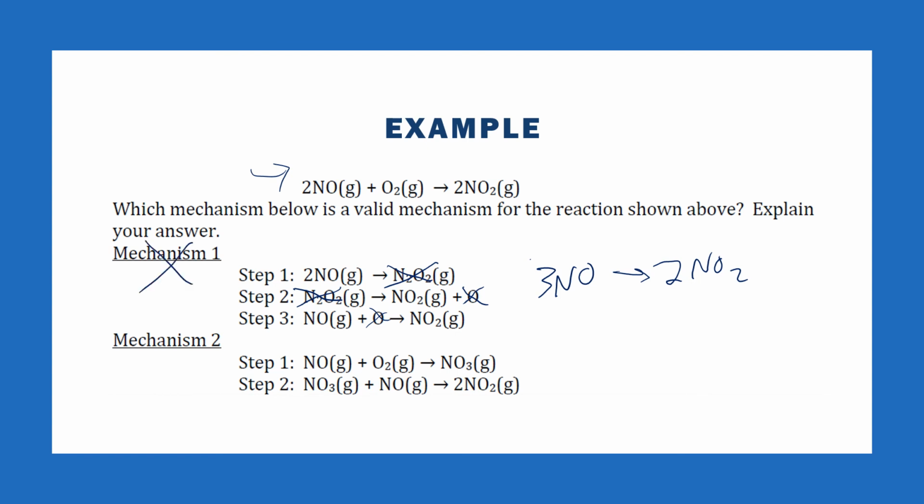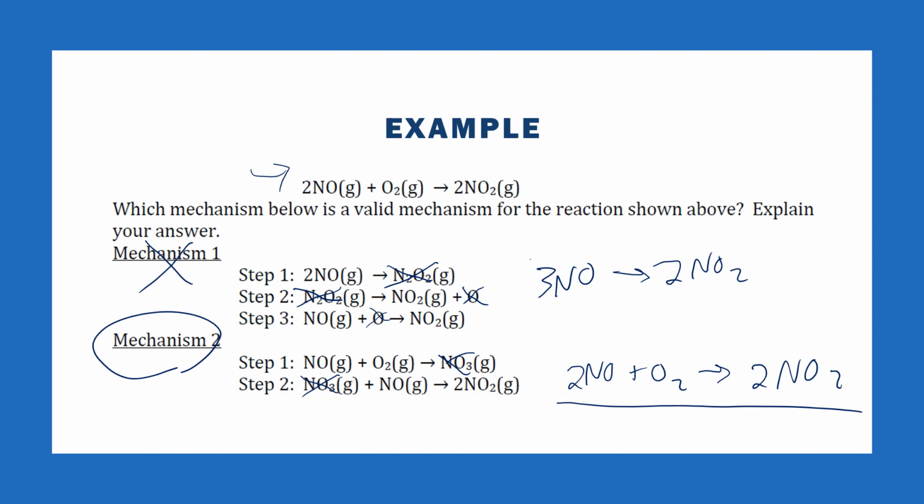So it's going to be mechanism 2, but let's take a look at it. So again, I want to cancel anything that's the same on both sides. The NO3 is an intermediate here. And that's the only thing that cancels out. So there's 2 NO molecules plus an O2 molecule yields 2 NO2. So this one, of course, is the correct overall reaction. So mechanism 2 is the valid answer.